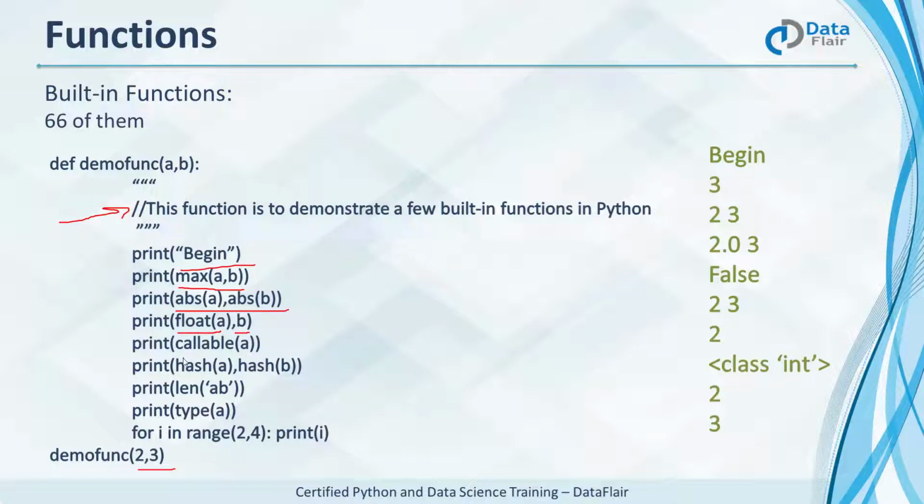This one tells us whether A is callable. This one prints their hash values. This one prints the length of the string AB. This tells us the type of data that A holds. And this one prints the values in the range 2 to 4. These are 2 and 3.